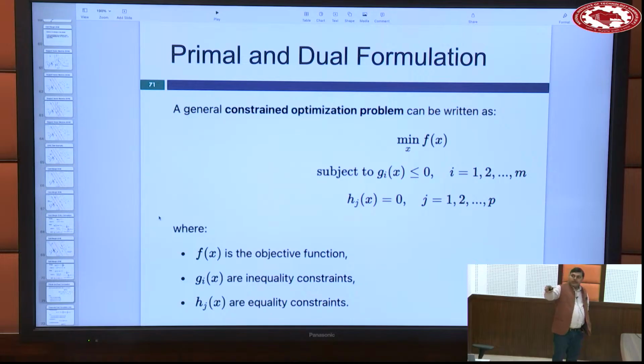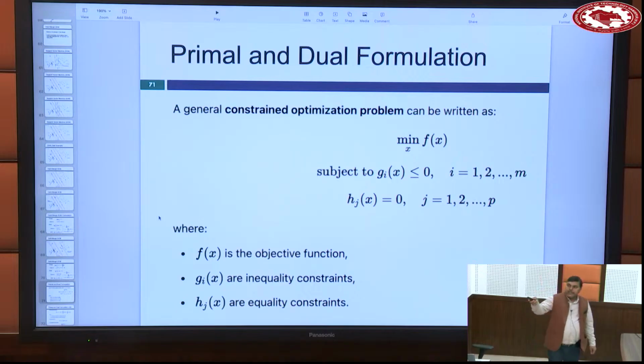Here you can see how many constraints you have: g_i(x) is less than or equal to 0 for i equal to 1 to m. So, you have m constraints. For every constraint you have to introduce one Lagrangian variable. Then another one is the equality constraint, and let us say you have p such equality constraints. So, you have to introduce another variable, which we call mu.